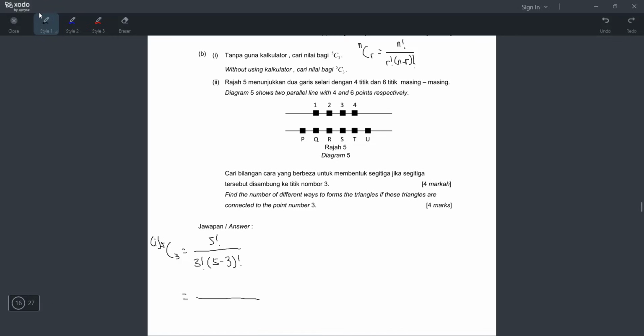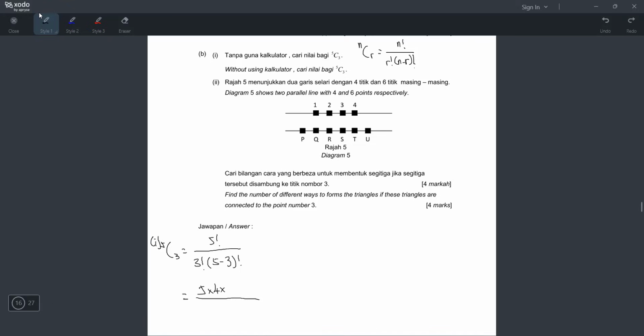Okay, no calculator. What does factorial mean? Factorial means you take the number, in this case 5, and then you times 4, times 3, times 2, times 1. It means you multiply with the number before it until you get to 1, and you just keep going down. So 5 factorial here is what? 5 times 4 times 3 times 2 times 1, right? But I will write it differently. I will write it like this.